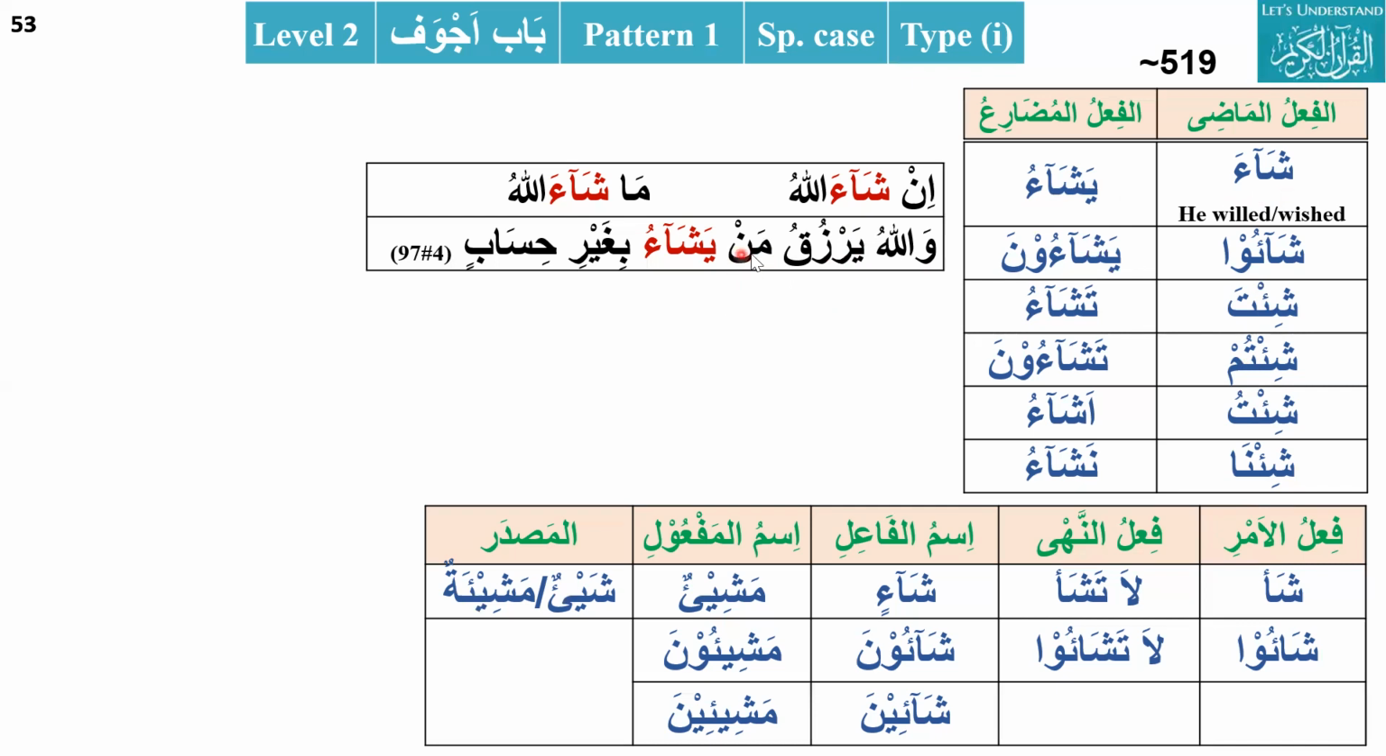Man, who. Yasha'u comes from sha'a yasha'u. Sha'a means he willed. Yasha'u means he wills or he will, he wishes or he will wish. Bighayri means not, without. Hisab means consequence, account. I have a different chapter for that, we will do it later.